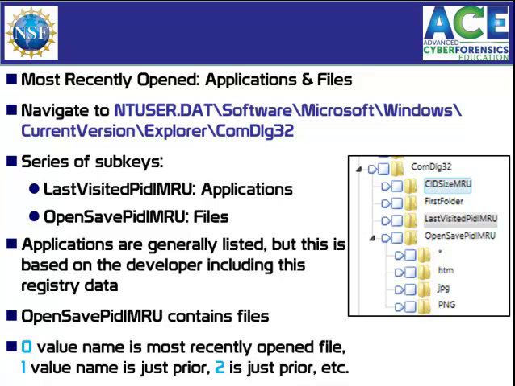Applications are generally listed, but this is based on the developer including the registry data itself. So a developer has to write the program so that these artifacts appear, which most of the Windows authorized or signed applications, approved applications, will utilize this registry subkey. Inside of this subkey itself, the value name 0 is the most recently opened file. Value name 1 is just prior, and 2 is just prior to that, and so on.